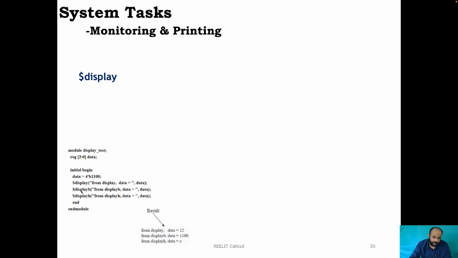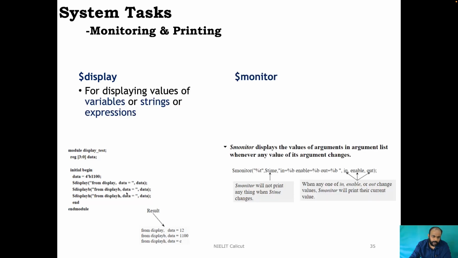On the other hand, if I write $displayb, it will represent the data in binary format as 1100. Similarly, had I given $displayh, it will print my data in hexadecimal and C will be produced. So $display is for displaying values of variables or strings or expressions.